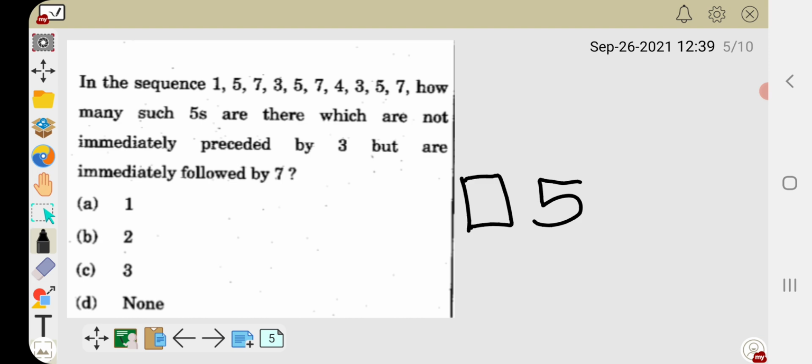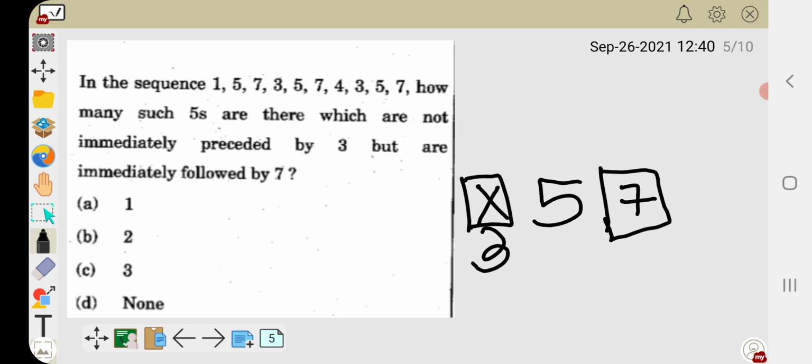It means the number which comes immediately before the 5 is not 3, but the 5 is immediately followed by 7, meaning the immediately next number after 5 is 7. So such combinations we have to find out. So first of all we will mark how many 5s are present here.